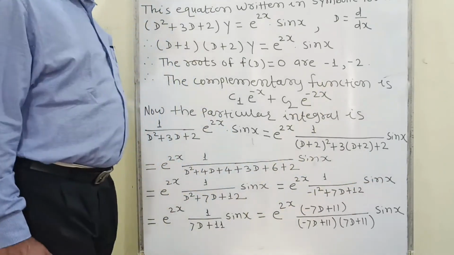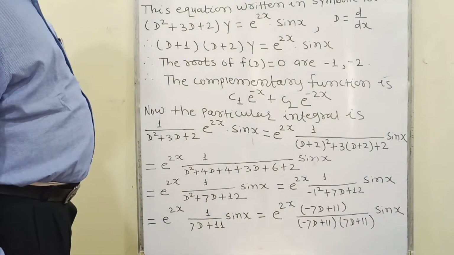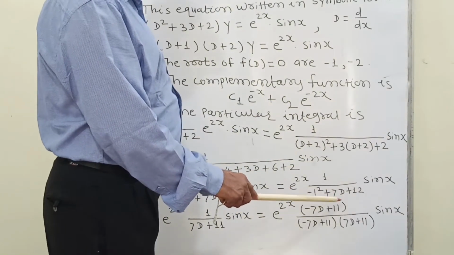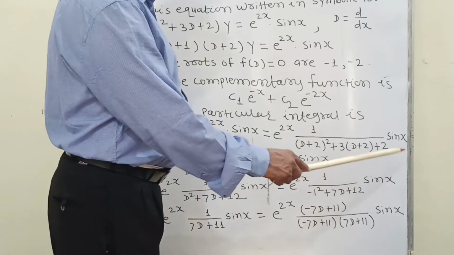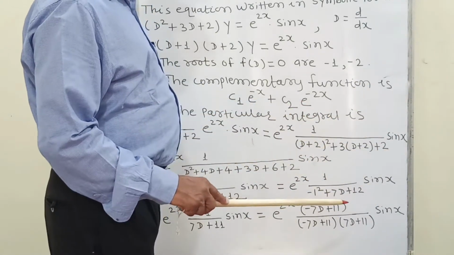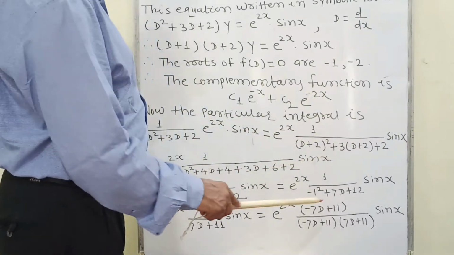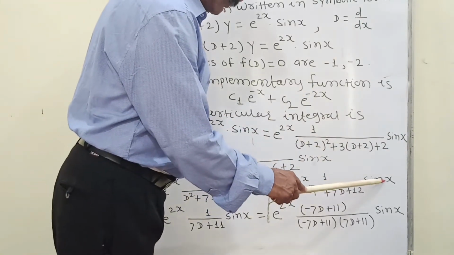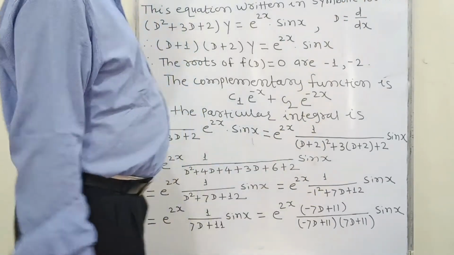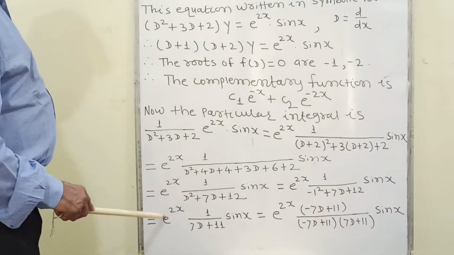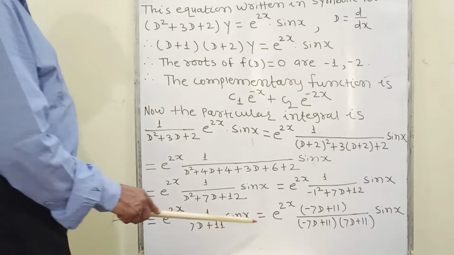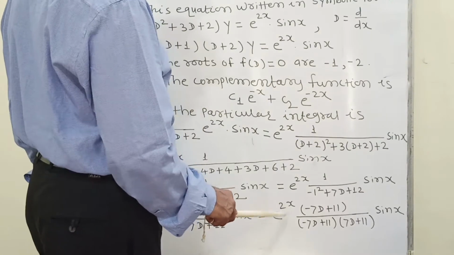Here the formula which we have to use is 1/f(D²) sin ax = 1/f(-a²) sin ax. Here the value of a is 1, so minus 1 squared, which is equal to e^(2x) 1/(7D + 11) sin x.